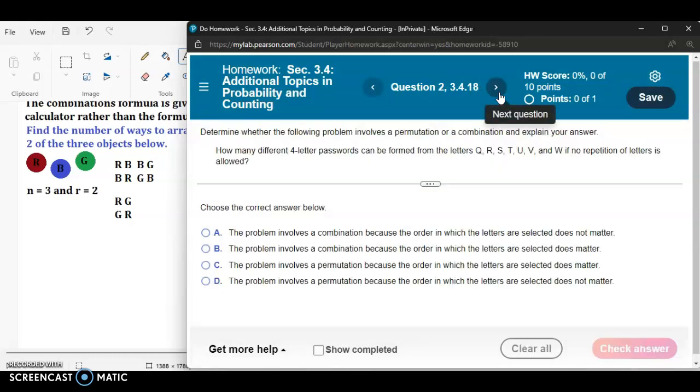Okay, same with question 2. How many different 4-letter passwords can be formed from the letters Q, R, S, T, U, V, and W if no repetition of letters is allowed? I think we did a problem like this in the previous video with numbers rather than letters. So I'll let you try to figure this one out on your own.